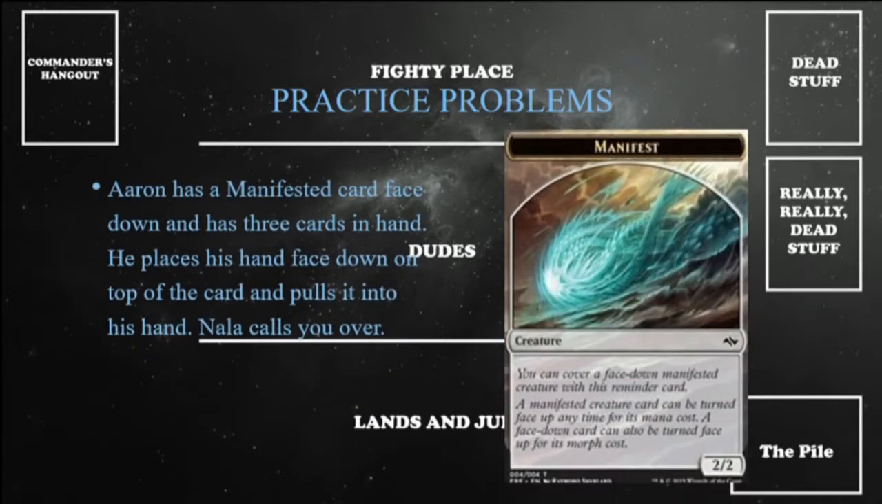This one will be fun, and you'll probably never deal with it. But it does technically exist. Aaron has a manifested card face down. Oh, I've already heard the collective groan whenever I said manifest. You are correct. Aaron has a manifested card face down and has 3 cards in hand. He places his hand face down on top of the card and pulls it into his hand. Again, accidentally. Nala calls you over. What do you do? The official ruling from our regional coordinator is you facepalm. That is not an incorrect response.